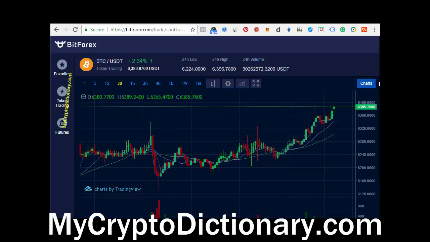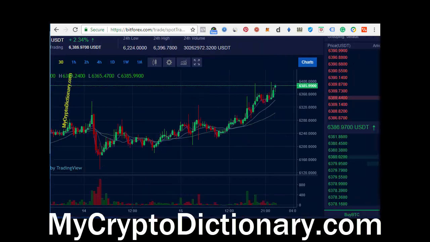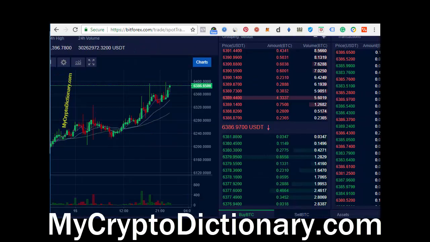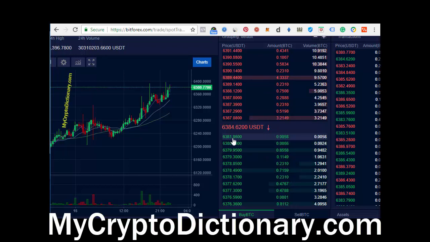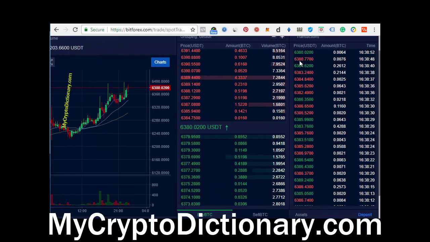Then other things, you have a section that shows orders, both buy and sell orders. This is buy and this is sell. Buy orders show the rate at which people are willing to buy, 6,081, and these are the rates at which people are willing to sell. This also tells you the recent trades in the market. You can see it at the time.